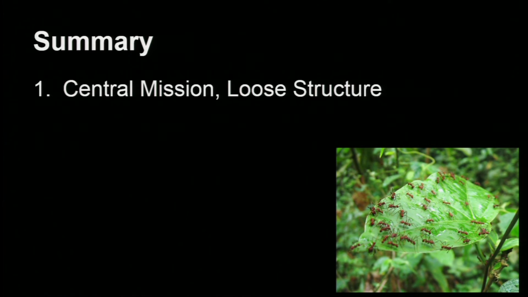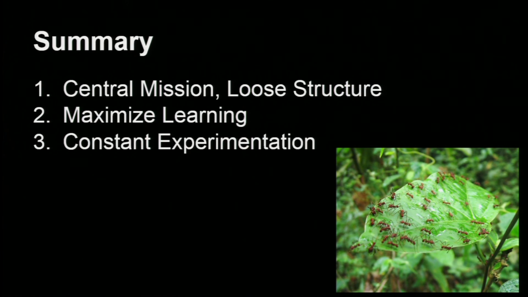Okay, so just to summarize a little bit. Central mission, loose structure. We see this over and over again in IT companies that are good at this innovation. Maximizing learning, a sharing culture where we mostly share our learning. Often, we share our mistakes. Constant experimentation, setting up an environment where everyone gets to experiment. Google's 20%, Amazon's $500 card. There are lots of other companies that do similar things.